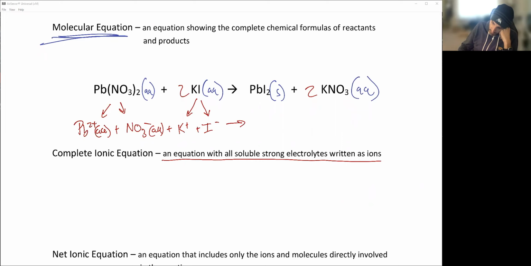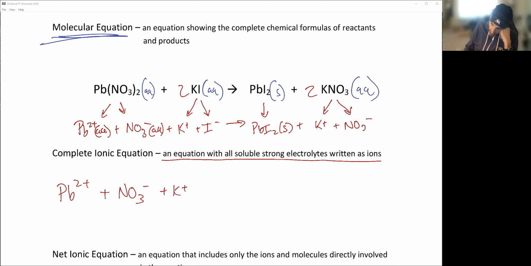My arrow. Lead iodide is a solid, so I'm just going to rewrite it. And then potassium and nitrate, because they're both aqueous as well. So let me rewrite this whole thing. Lead, aqueous. In fact, I'm just going to not write the phase tags. I will in the beginning and the end, but if it does not have a phase tag, it is going to be aqueous, just for brevity.